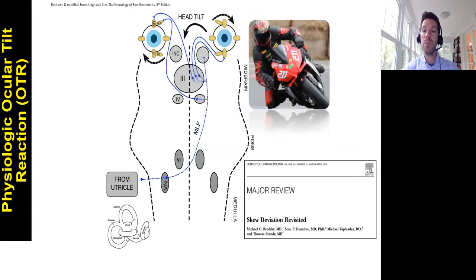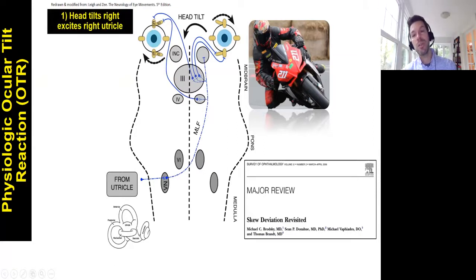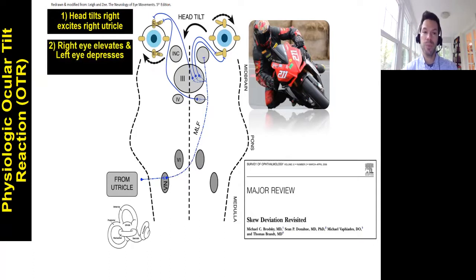So think about yourself on a motorcycle going around a curve to the right. By leaning into the turn, by leaning to the right, that's going to excite the right utricle. That's going to lead to this physiologic ocular tilt reaction where the right eye is going to elevate a little bit, the left eye is going to depress. In normal people who don't have any pathology, this skewing of the eyes is really, really minute. It makes up a very small part of the physiologic OTR.